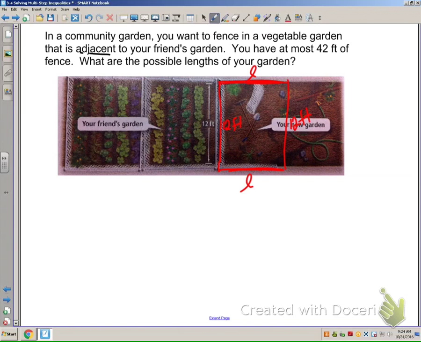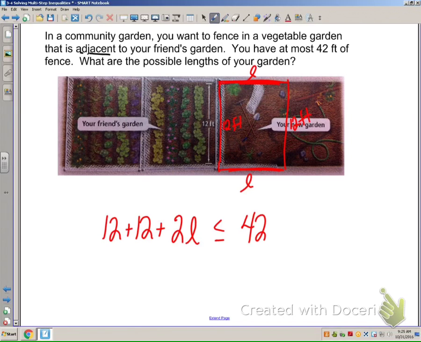So thinking about the perimeter, we know that if we add all of the sides together, that tells me how much fencing I'm going to need. So at this point, I've got 12 plus 12 plus the L on top and the L on the bottom makes 2 L's. And that has to be either less than 42 feet of fencing, or it could be equal to our 42 feet of fencing, because it says we have at most 42 feet of fence.